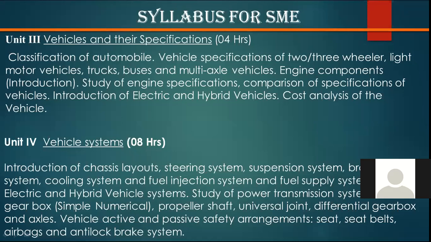Engine मध्ये डेव्हलप झालेली पॉवर ऍट द लास्ट व्हेकलच्या व्हील्सला प्रोव्हाइड केली जाते. So from that engine to the up to the wheels of that vehicle, how energy transform takes place, how power transmissions takes place, that comes under one part that is known as a power transmission system. In that power transmission system, there are different parts. First one is a clutch. Second one is a gearbox. Third one is a propeller shaft, universal joint, differential gearbox and axle, vehicle active and passive safety arrangements.